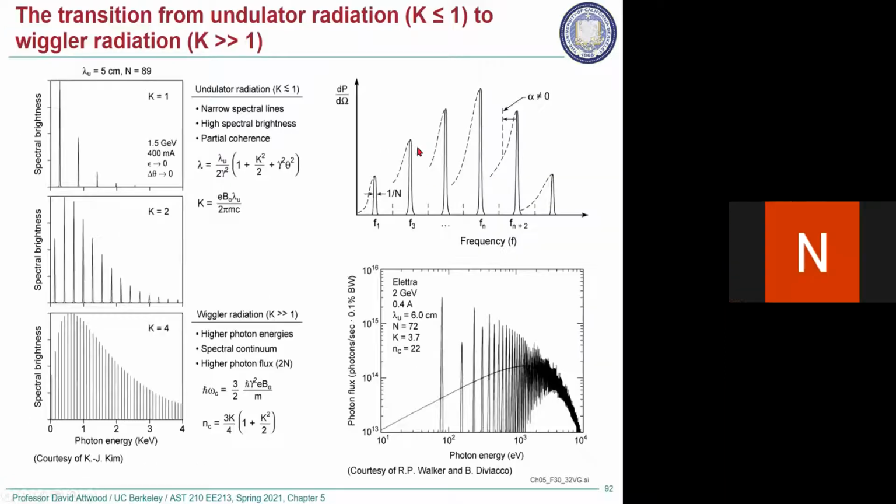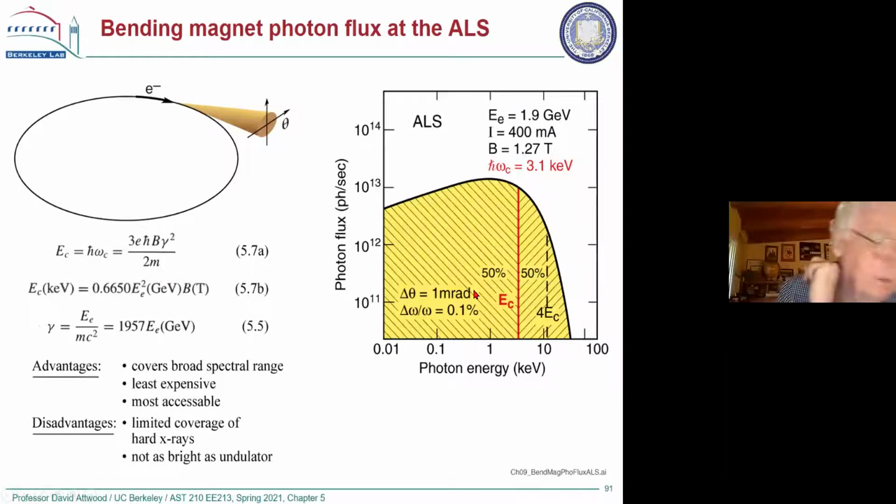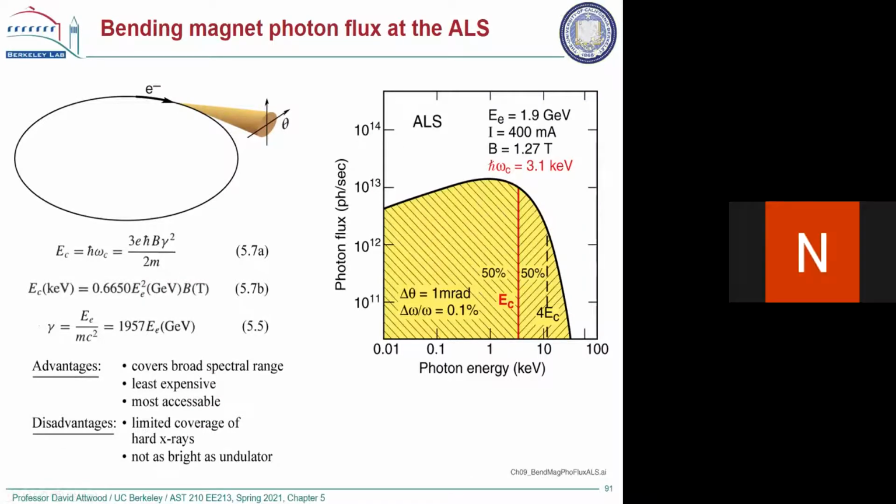Okay. Sorry, Professor, I had a question. Yeah. You might have explained this earlier, but so undulators and bending magnets are obviously like two different setups, but then how does the ALS have a bending magnet along with the undulator setup?